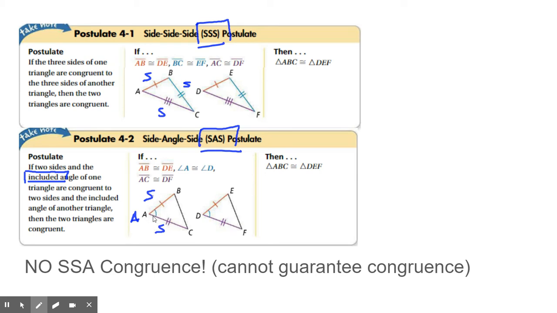So notice that angle is in between the sides. If you know this information, then the triangles are going to be congruent. All right. But now I'm going to explore this real fast. There is no SSA congruence.